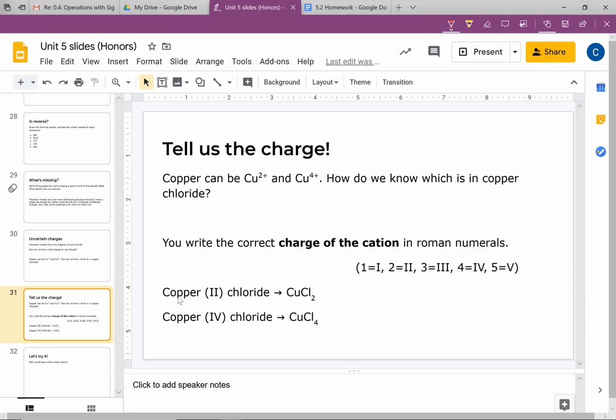Let's start off with this one, copper 2 chloride, CuCl2. Now, I would ask you here, what's the charge on copper? But you'd be like, Mr. Brester, I don't know. It could be either 2+ or 4+, and you're totally correct. So we're going to ignore copper for just a minute, and we're going to focus on the chlorine.